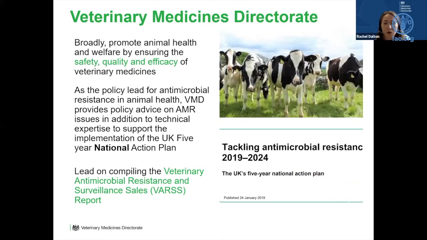and in collaboration with other government departments, such as the Animal and Plant Health Agency, we also lead on the publication of the Veterinary Antimicrobial Resistance and Surveillance Report, or the VARS report for short. This report monitors veterinary antibiotic sales and antibiotic resistance in bacteria from food-producing animals in the UK. So if anyone is interested in learning more about the VARS report, we will put that in the chat box later on, so you can access it after this presentation.